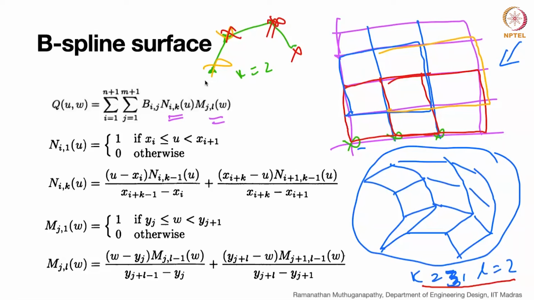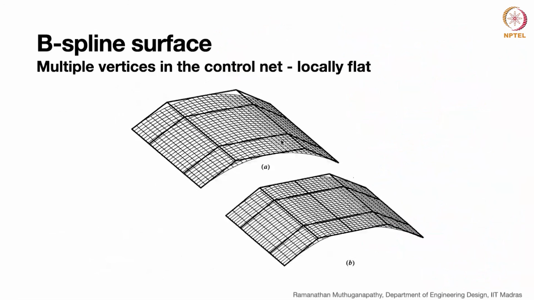So I'll just show some, I think I have some pictures on that. These are all some pictures from the book. You can see how these control nets can generate locally flat surfaces, which is, I think, impossible if you use any other representation.